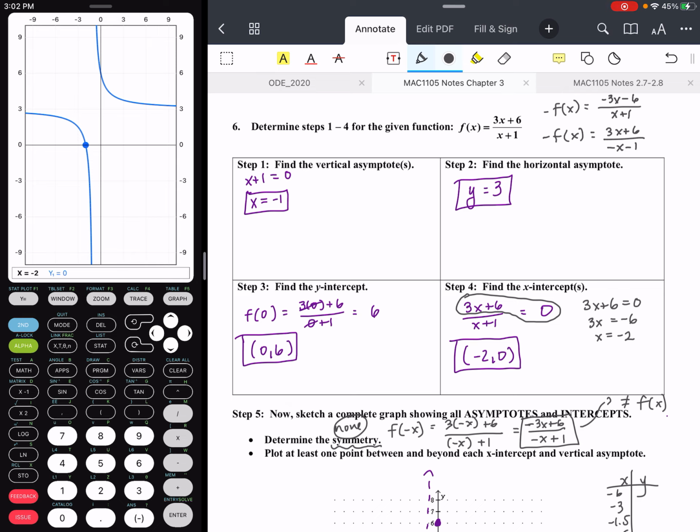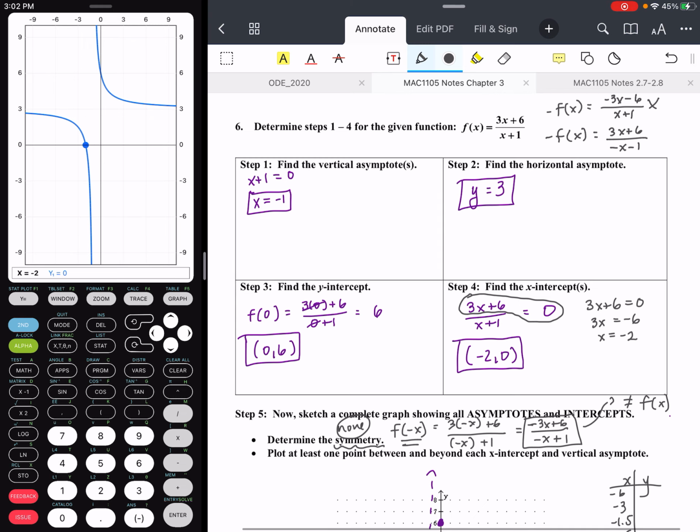I don't have either case. When I found f of negative x, I got negative 3x plus 6 over negative x plus 1. So it doesn't match this guy, doesn't match this guy. So this also doesn't equal negative f of x. So it's not even or odd, there's no symmetry.